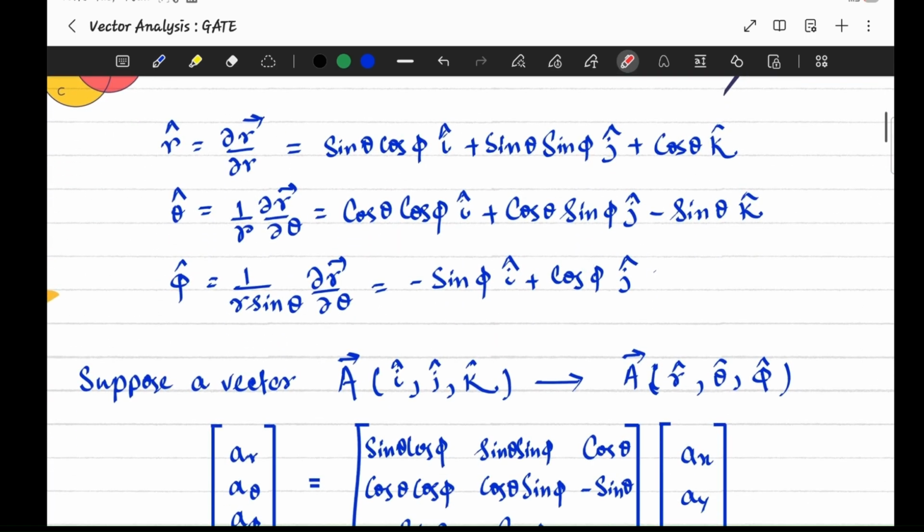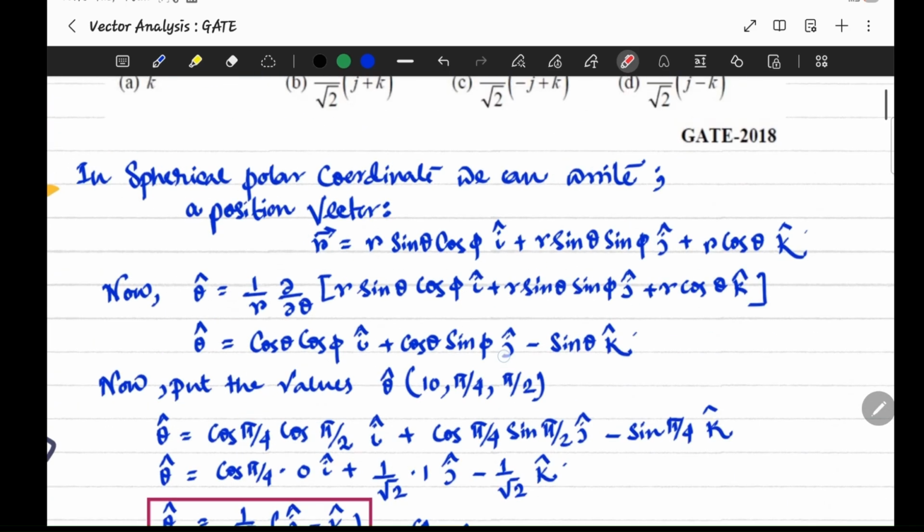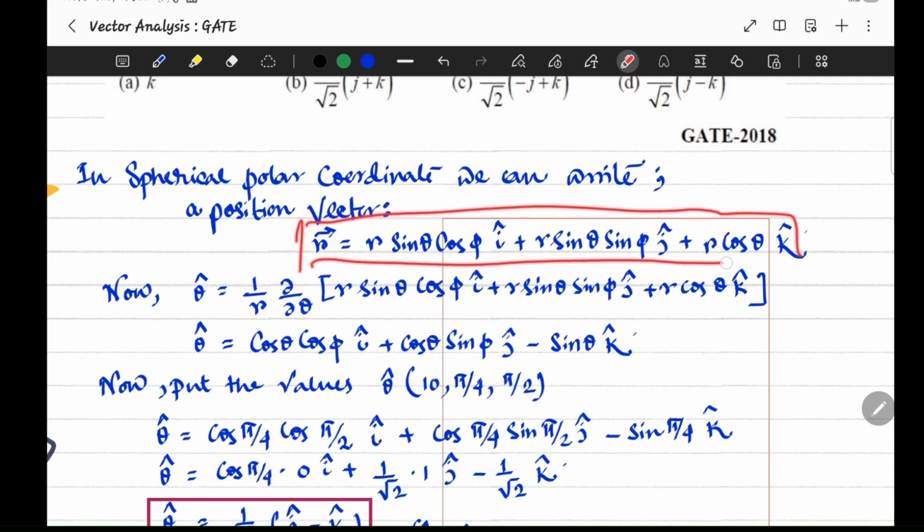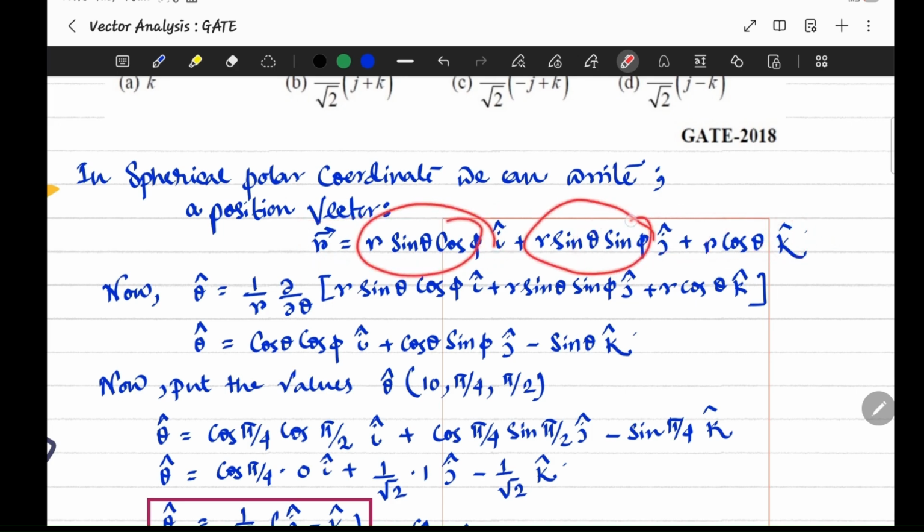So we know in spherical polar coordinates r cap equals del r vector by r. And the r vector is what? R vector is r sin theta cos phi i cap plus r sin theta sin phi j cap plus r cos theta k cap. Along the x axis it is r sin theta cos phi, along the y axis it is r sin theta sin phi, along the z axis it is r cos theta. Okay, so theta cap equals 1 by r del r by del theta.